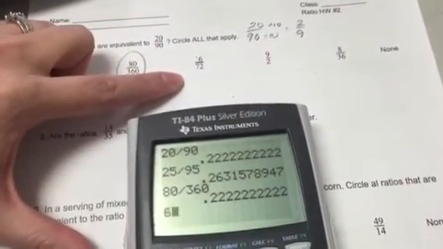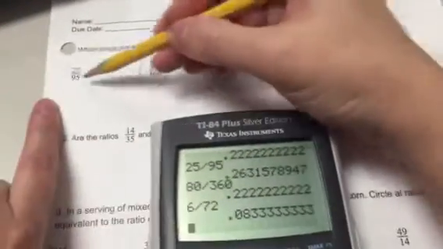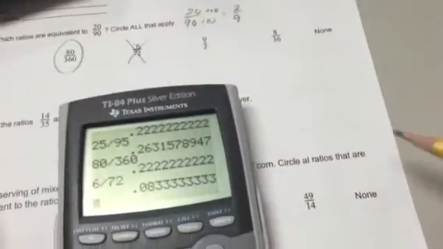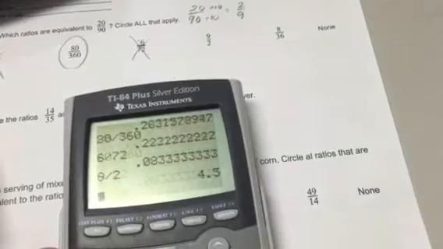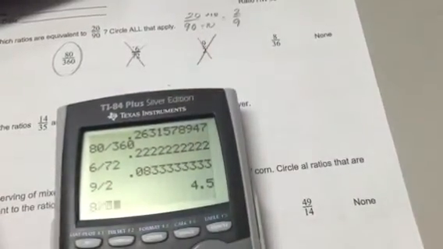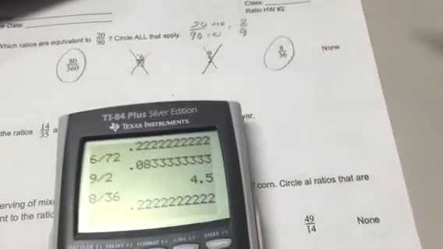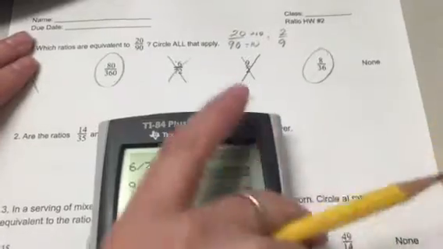Then I would try 6 divided by 72. No, that one's not the same. How about 9 divided by 2? No. 8 divided by 36. That one gives me a repeating decimal of 2, so that one's also equivalent. Okay.